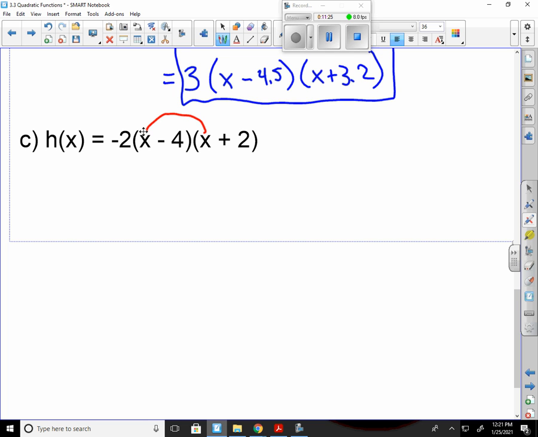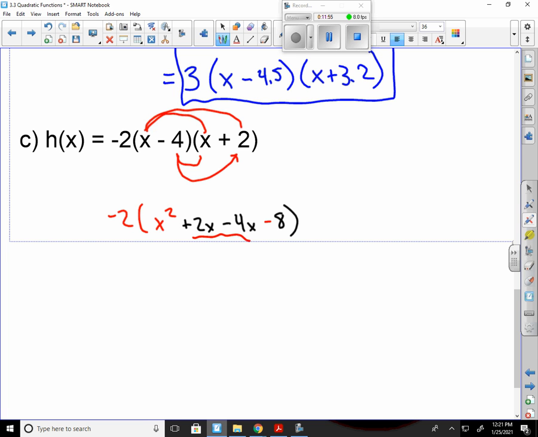So x times x and x times 2, and negative 4 times x and negative 4 times 2. Leave the negative 2 in front for now. X times x gives me x squared. X times 2 gives me 2x. Inside, negative 4 times x is minus 4x. Negative 4 times 2 is negative 8.